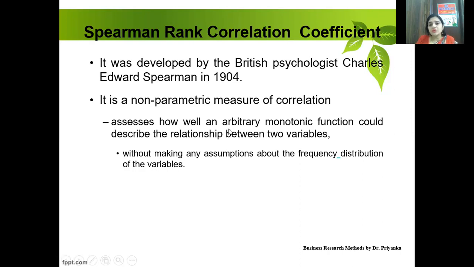It assesses how well an arbitrary monotonic function could describe the relationship between two variables without making any assumptions about the frequency distribution of the variables. When it comes to Pearson's correlation coefficient, we check the normality of data. We try to check what kind of frequency distribution is there for those variables, right? But when it comes to the Spearman rank correlation test, we do not check anything. We just take the data and conduct the test.